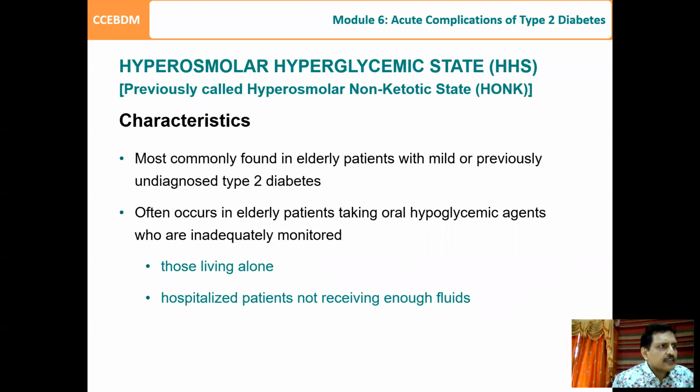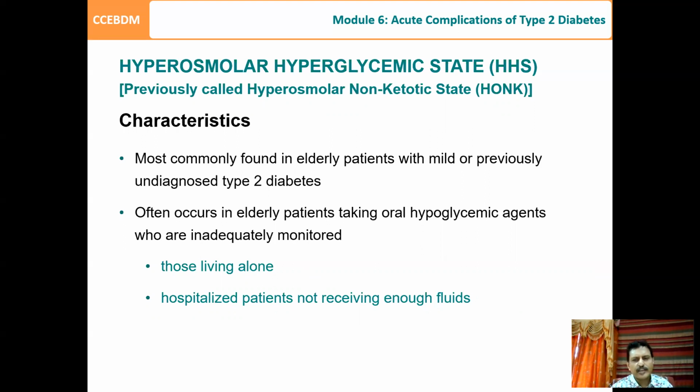If we look into the characteristics of the hyperosmolar state, you'll find this is mostly found in elderly patients who were undiagnosed type 2 diabetes mellitus, or those who were previously diagnosed with type 2 diabetes mellitus, mostly on oral hypoglycemic agents. And the very important issue as far as the development of the hyperosmolar state is concerned is not taking adequate fluids. So this is a very important issue.